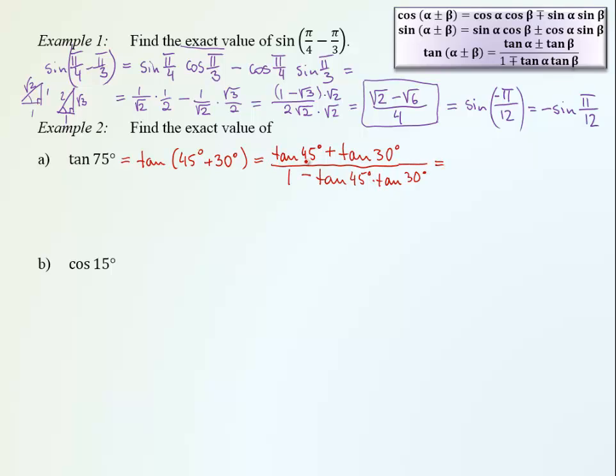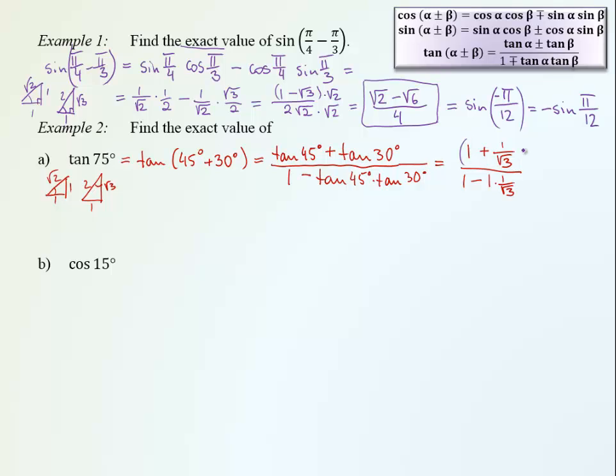Tangent 45, as we know, is equal to 1. It comes from the special triangle, half of the square, 1, 1, root 2. So tangent 45, yes, it's 1. Plus tangent 30, half of the equilateral triangle, 1, 2, root 3. Tangent 30 is 1 over root 3. Over 1 minus, again, tangent 45 is 1, times 1 over root 3. So we already have the exact value. We just need to simplify it.